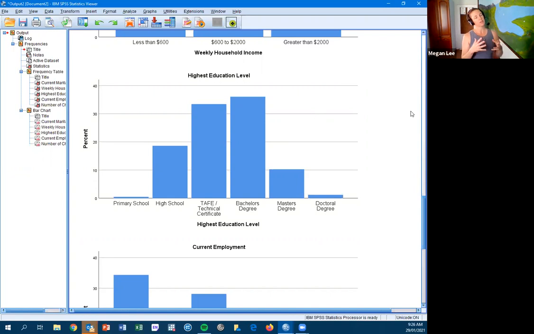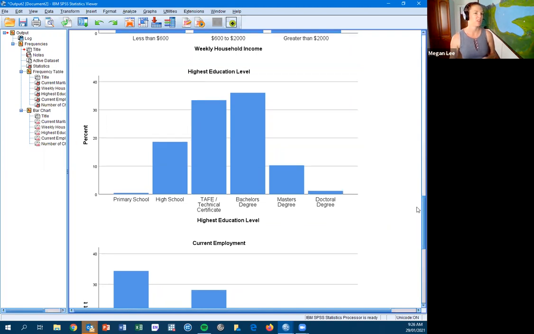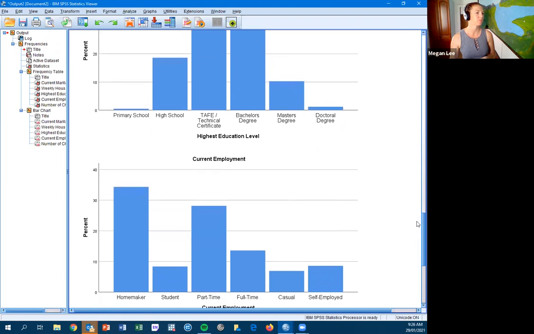In this participant characteristics table, I would split this into high school, trade and university. And I would say something like 50% of the participants had a university degree, about 34% had a trade or a certificate, and 20% had finished school, something like that.